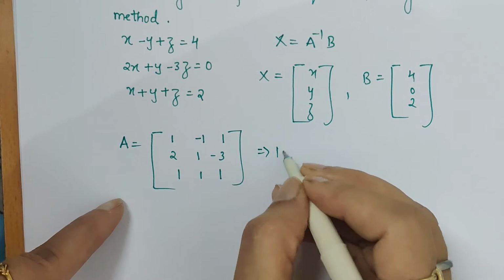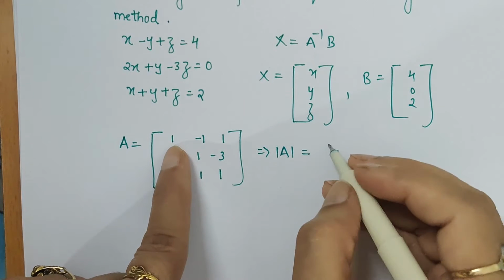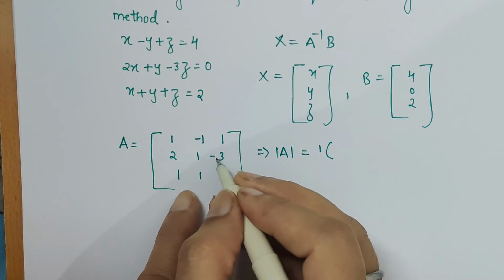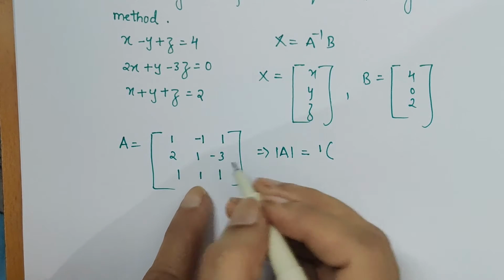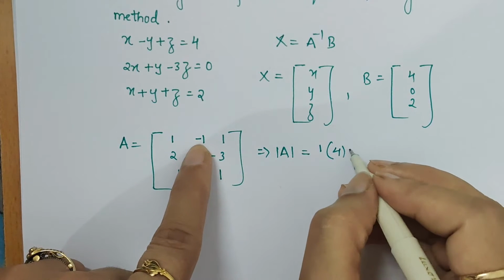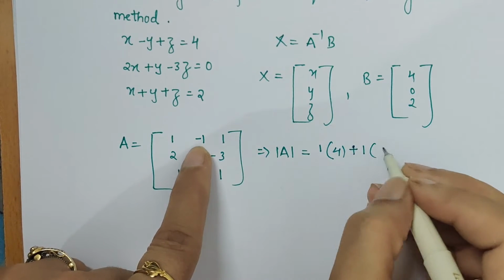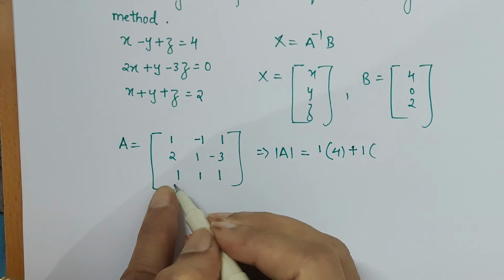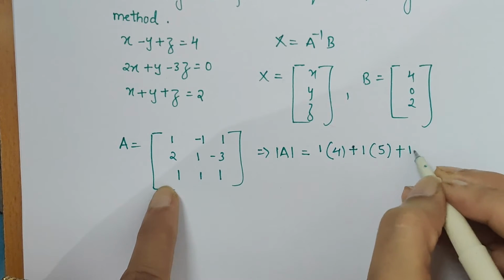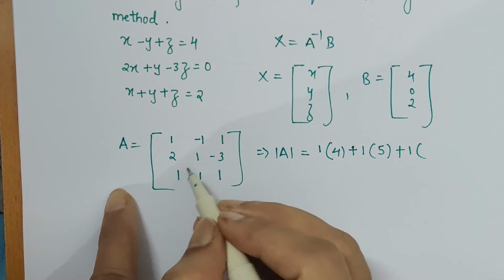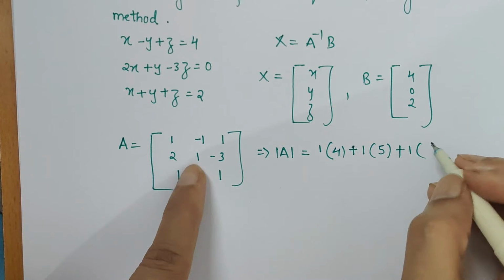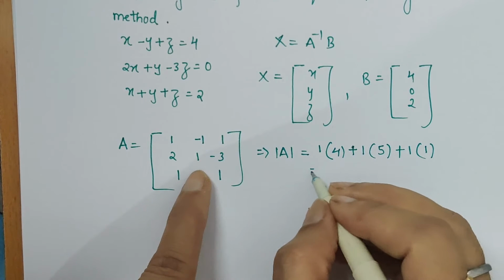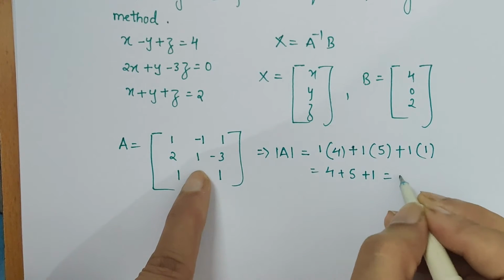The first step is to find the determinant of the matrix. As we know, by row expansion, 1 times, eliminate this row and column: 1 minus minus 3, which is 1 plus 3, is 4. Now it's an odd position, so it becomes minus of minus 1, so plus 1 times, eliminate this row and column: 2 plus 3 is 5. Plus 1 times, eliminate this row and column: 2 into 1 is 2, minus 1 is 1. So 4 plus 5 plus 1 gives 10.